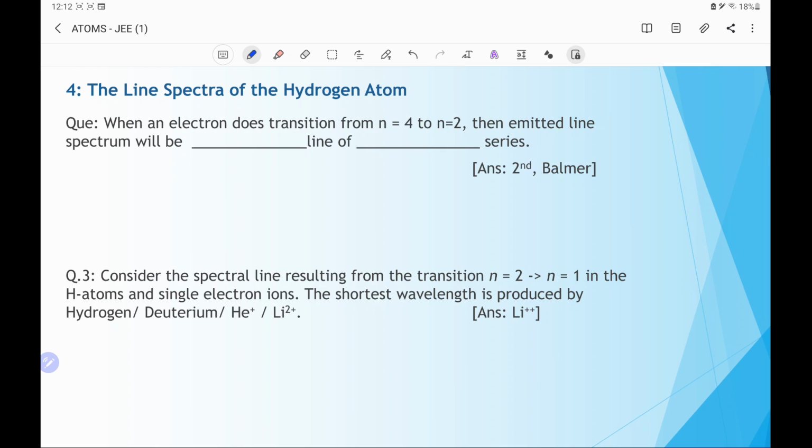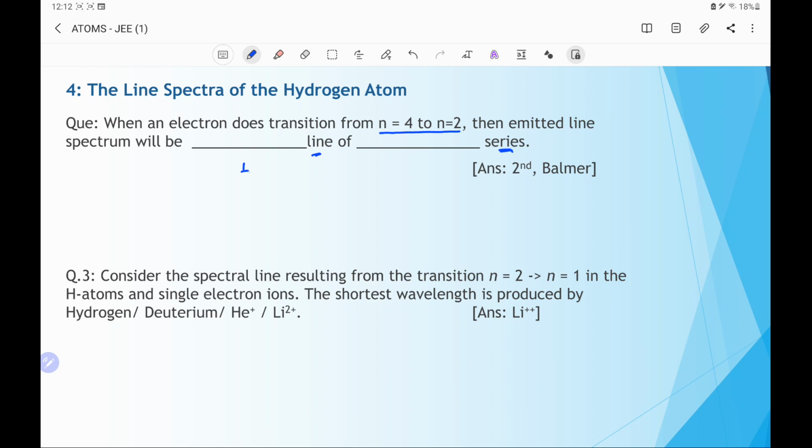Next question is, when the electron does transition from n equal to 4 to n equal to 2, then the emitted line spectrum will be dash line of the dash series. That means which number of the line and what is the name of the series.